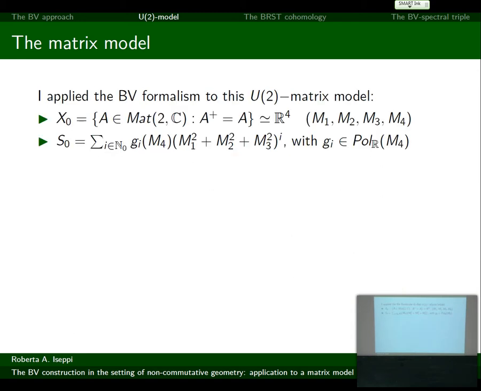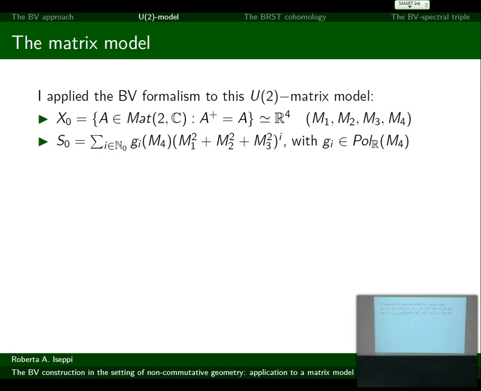So for n equal to 2, this is our situation. As I said, the configuration space is just self-adjoint 2 by 2 matrices, but since we're going to do some explicit computation, let's identify the space with R^4, just picking a basis. And M1, M2, M3, M4 will be the coordinates over this space.